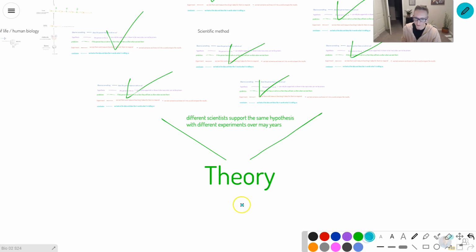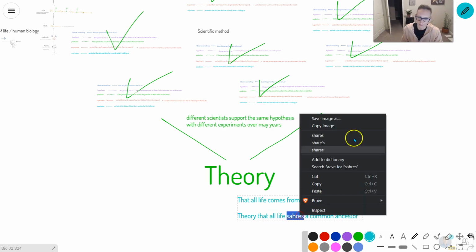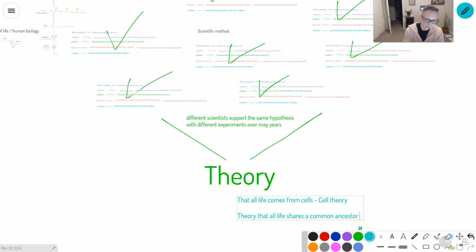And there are several theories in biology. One is that all life comes from cells. It's called the cell theory. Another is the theory that all life shares a common ancestor. That's the theory of evolution. And there are others as well.